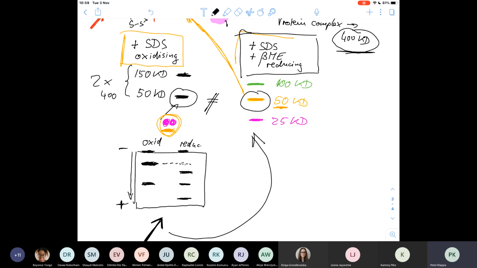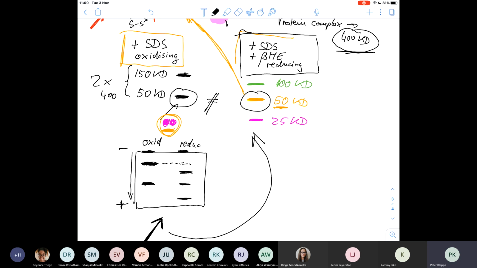Are you a little bit happier with electrophoresis? And do you understand the reason why we use, for example, SDS and why we use beta-mercaptoethanol? Yes, yes, and yes. Fantastic.